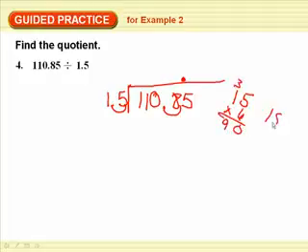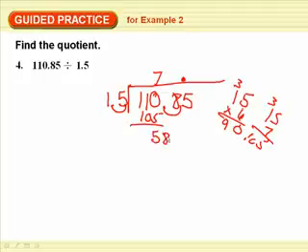That's 90. 15 times 7 is 105. So we're going to put 7 right there, 105. Subtract, we get 5, bring down the 8. 15 into 58, well 15 times 4 is 60, so it's going to have to be 3, which is 45. See how it just helps to know your facts.